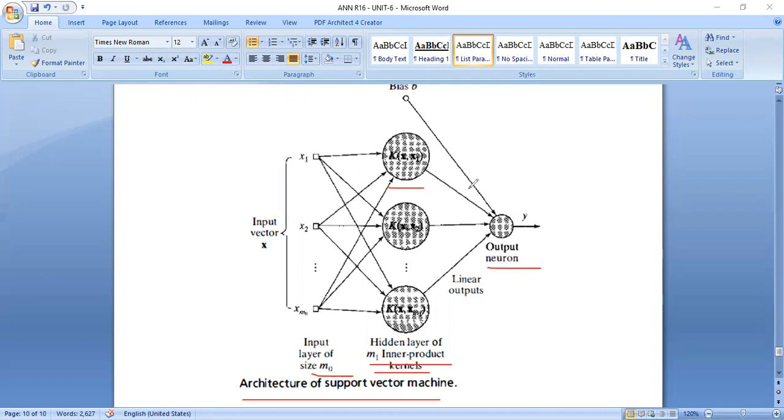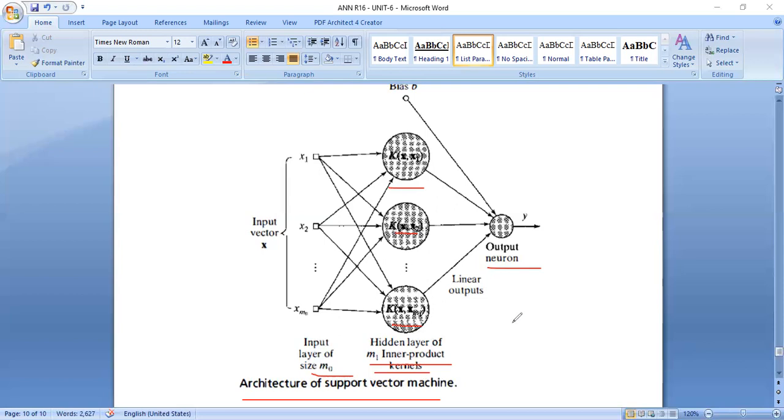So in the architecture of the support vector machine, we have three layers: the first is the input layer, the second is the hidden layer, and the third is the output layer. In the hidden layer we are using inner product kernels. This is one kind of function used in support vector machines. It is represented by k of x comma x1, k of x comma x2, k of x comma x3, and so on. This is the function of the inner product kernels.